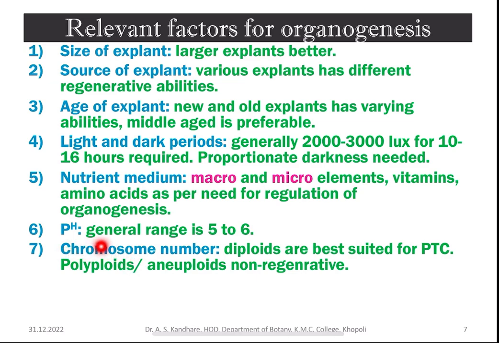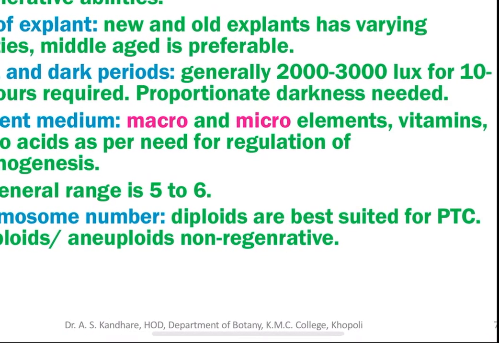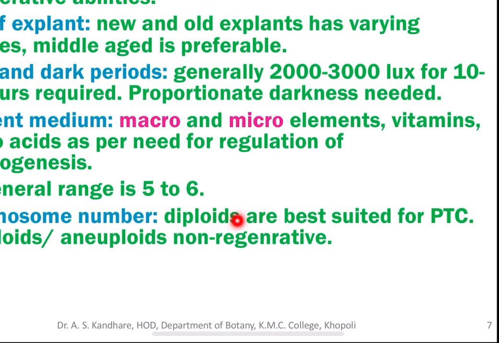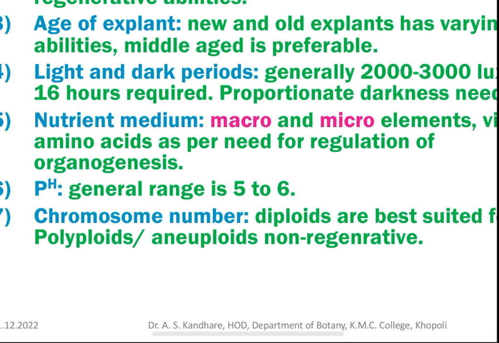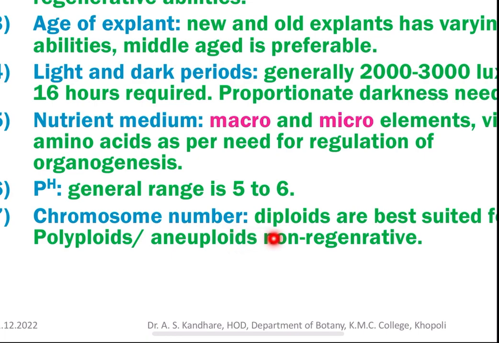Chromosome number, isn't it? This thing is also very important. Chromosomes play a vital role. Generally diploid plant cells are best suited for PTC, isn't it? You have to understand diploid plant cells are important compared to polyploids, aneuploids. These conditions are not that much suitable for PTC, because they don't support the regenerative ability, isn't it? Polyploid, aneuploid plant cells are generally non-regenerative, isn't it?